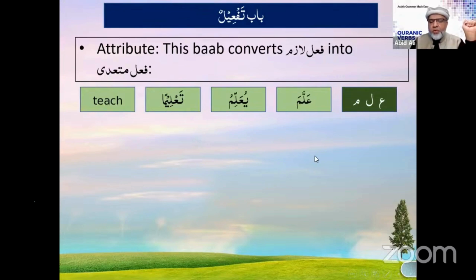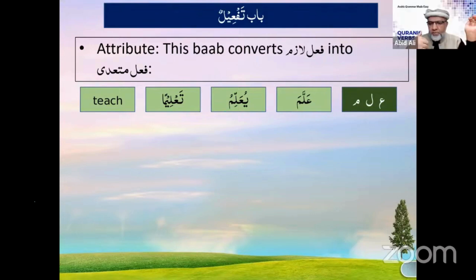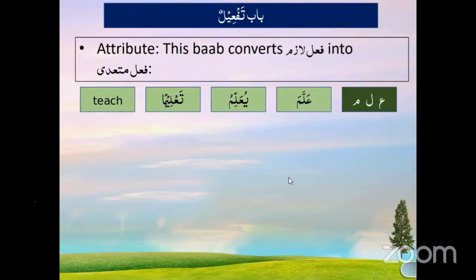Now, do you teach yourself or do you teach somebody else? Somebody else. Yourself, you learn. So Allama gives you the feeling that you are teaching somebody. Remember, in the beginning of the dua, we say Rasulullah sallallahu alaihi wasallam said, the best among you is the one who learns the Quran and teaches it. So Allama means to teach.